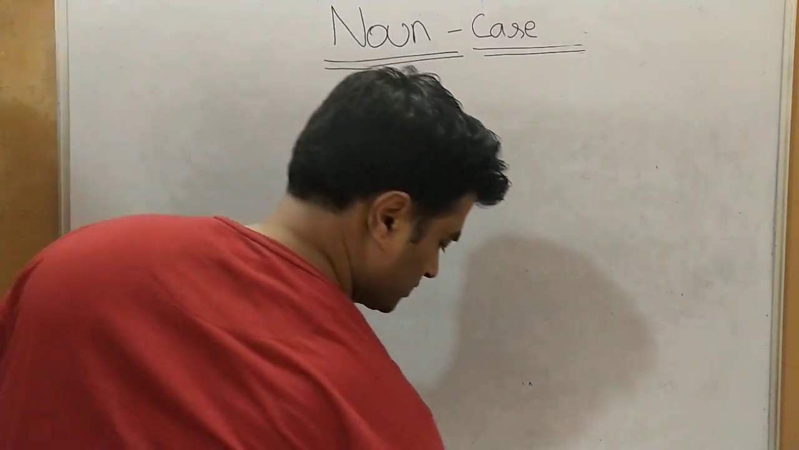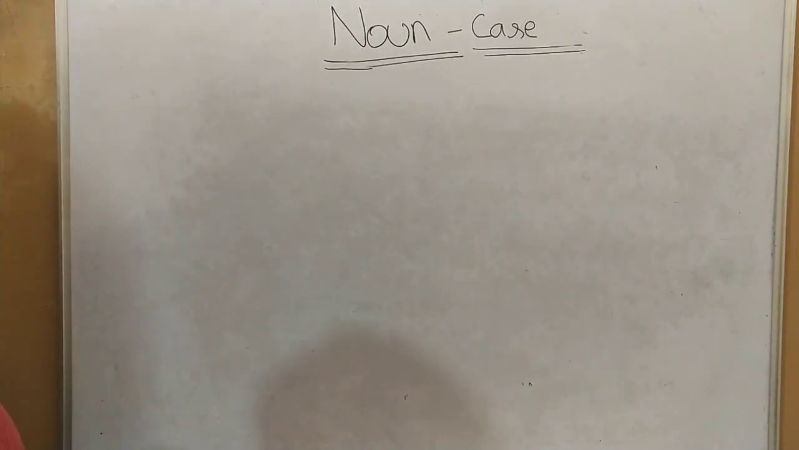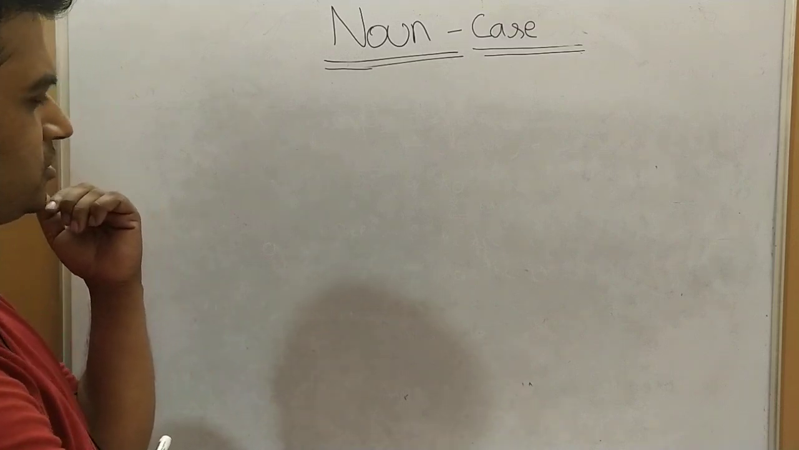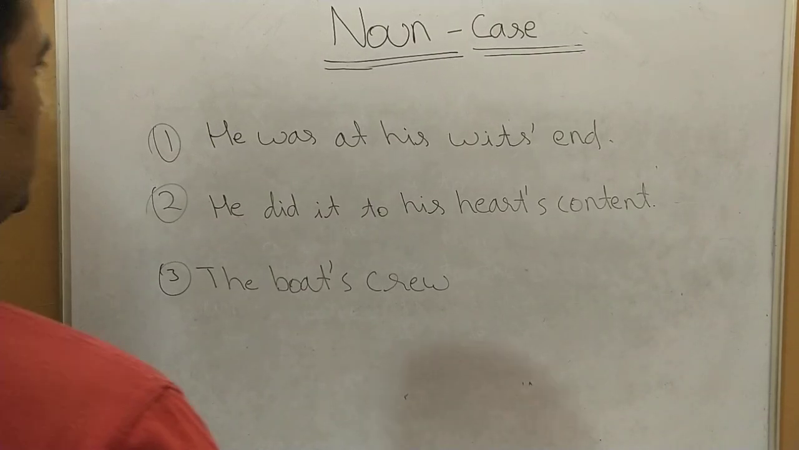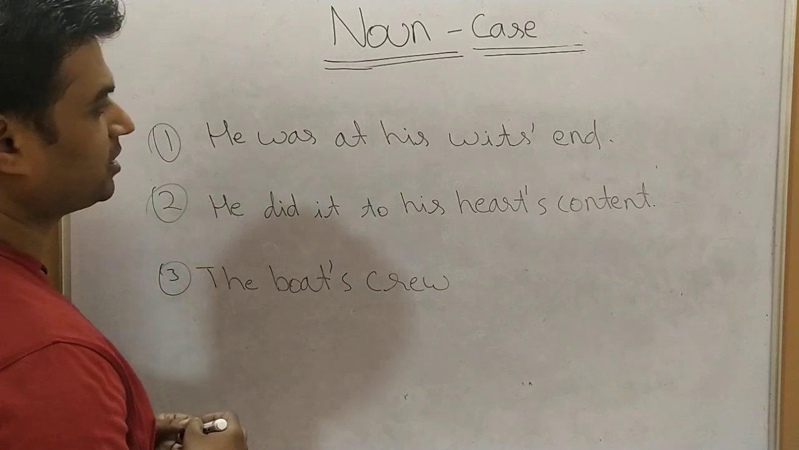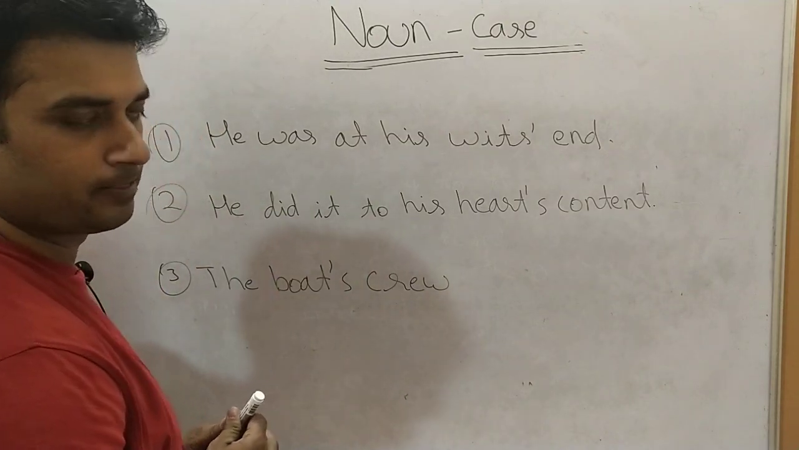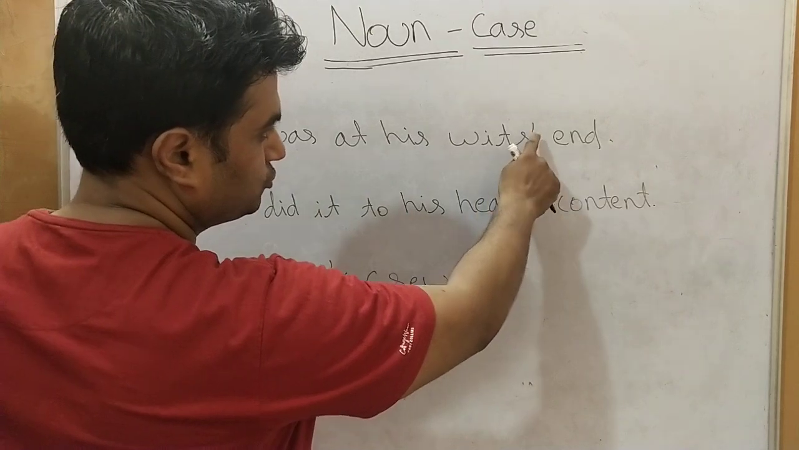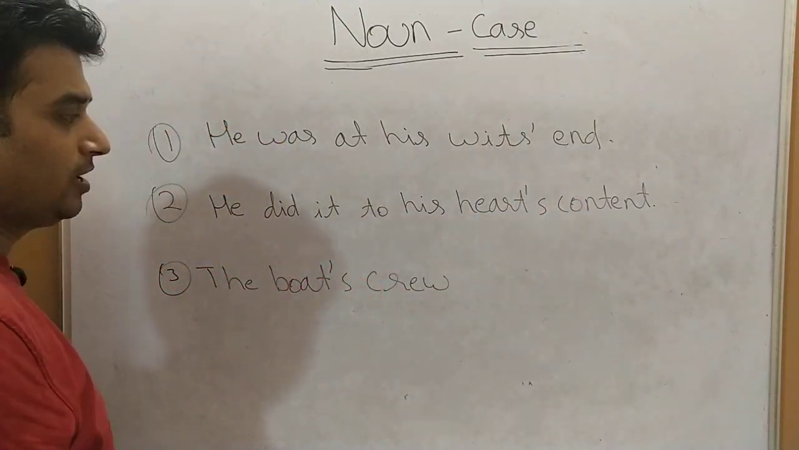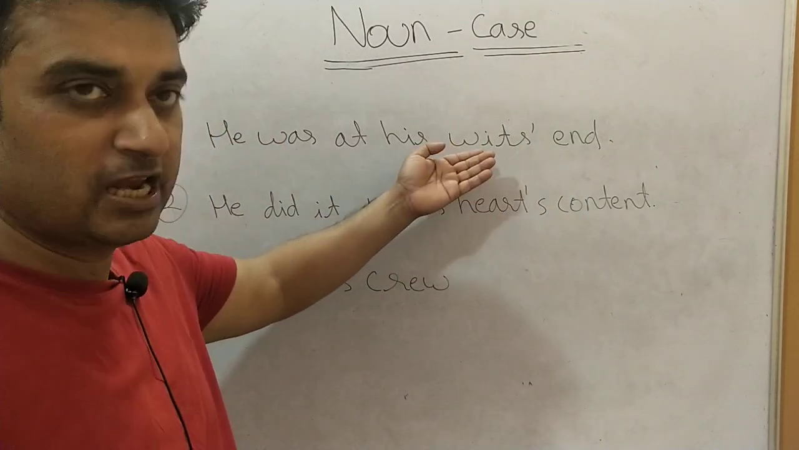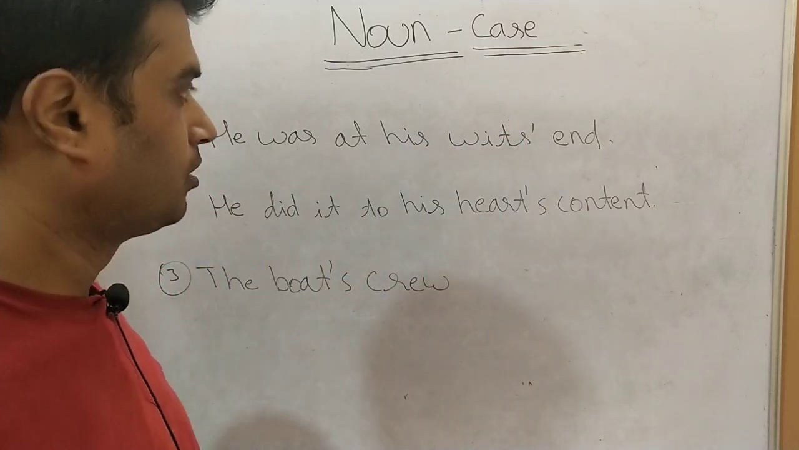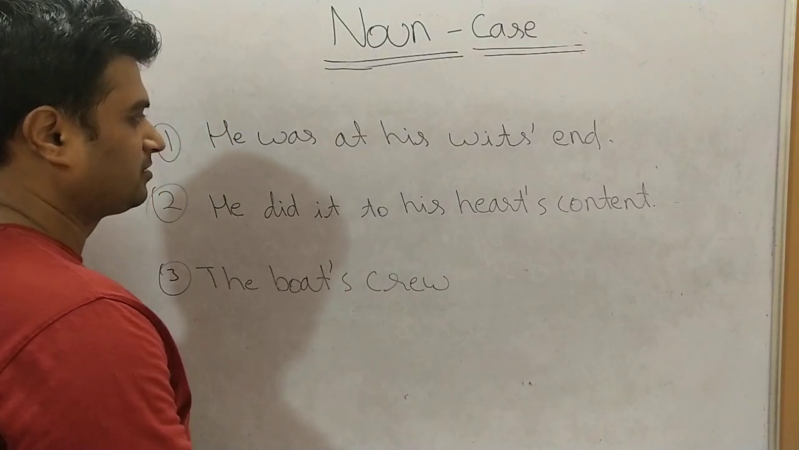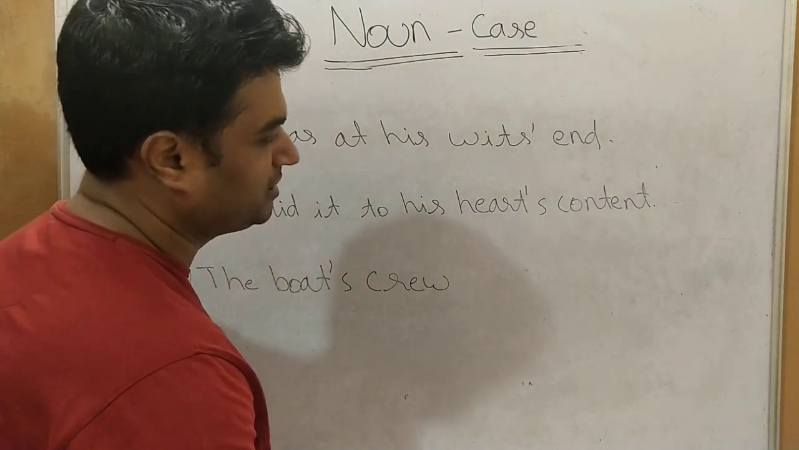Okay, now we will just have a look at a couple of exceptions. There are many exceptions, but we will just look at a couple. For example, if I say he was at his wit's end. So here we have used the apostrophe, right? While it is an inanimate object, there is no need to use the apostrophe, but here we have to use it. Okay, this is an exception. He did it to his heart's content.